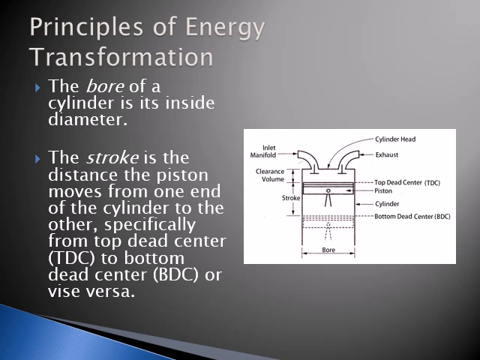The bore of a cylinder refers to its internal diameter. This dimension is crucial for determining the engine's displacement and, ultimately, its power potential. On the other hand, the stroke is the distance the piston travels within the cylinder. It moves from the top dead center, or TDC, which is the highest point of travel, to the bottom dead center, or BDC, the lowest point. Together, the bore and stroke define the engine's physical geometry and directly affect its torque and RPM characteristics. A longer stroke typically offers more torque, while a wider bore allows for larger valves and improved airflow.